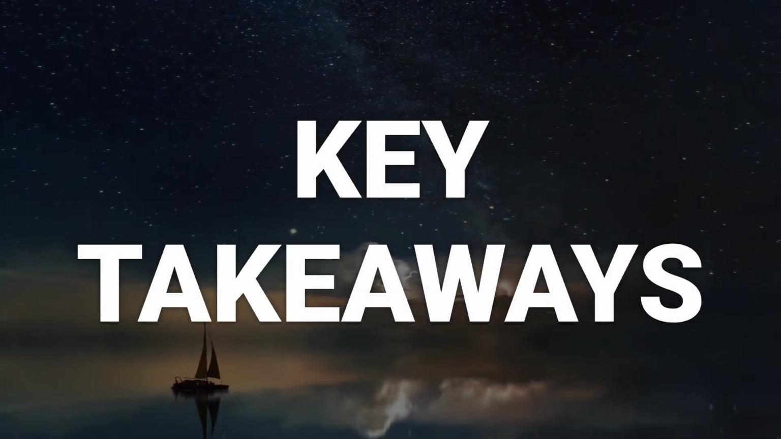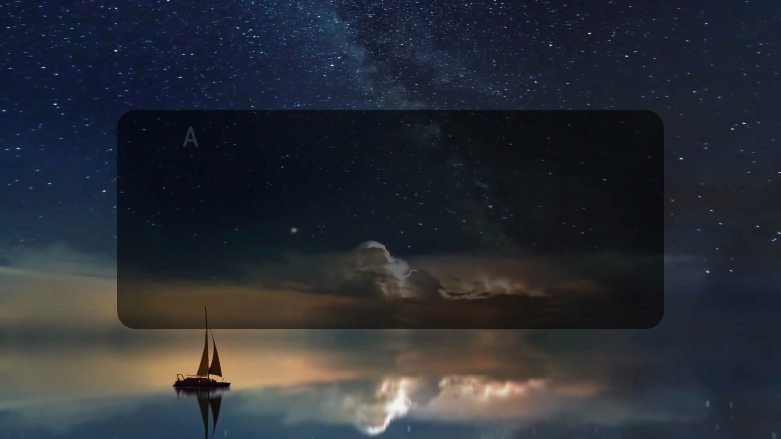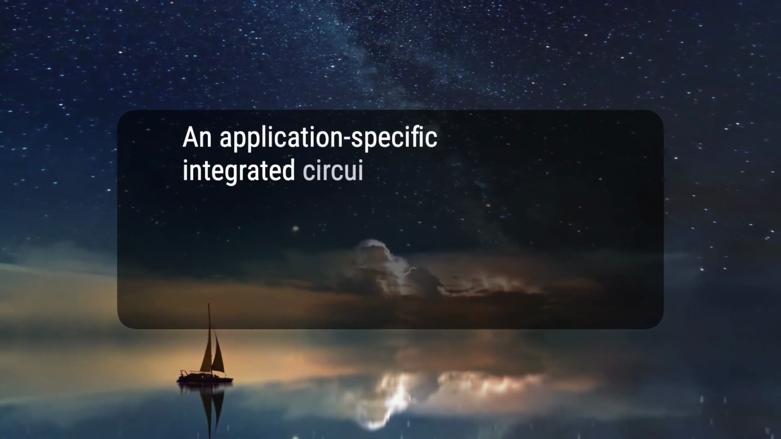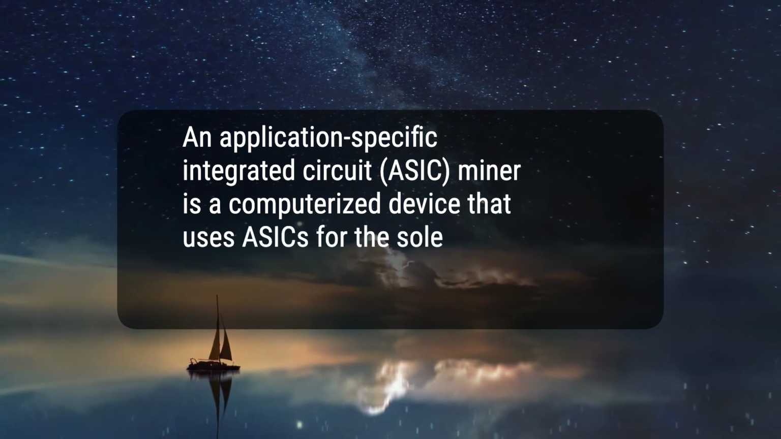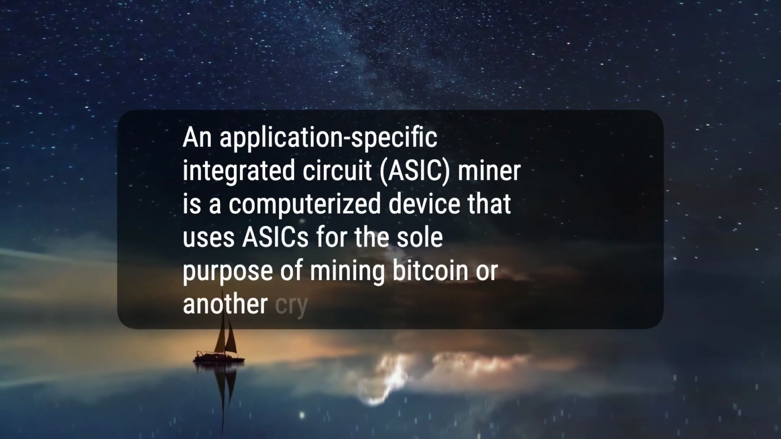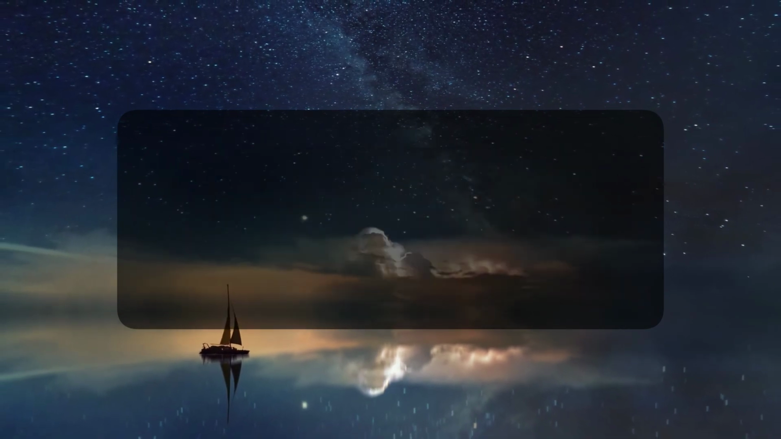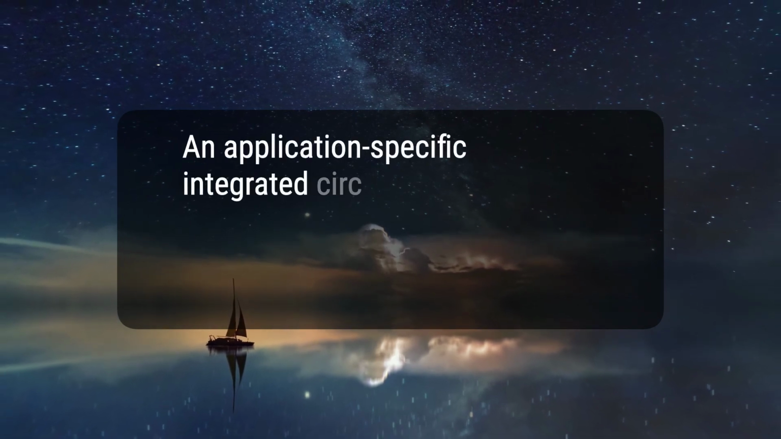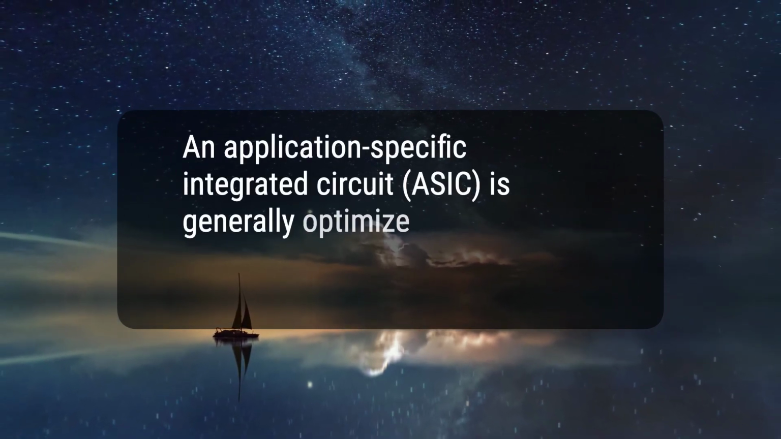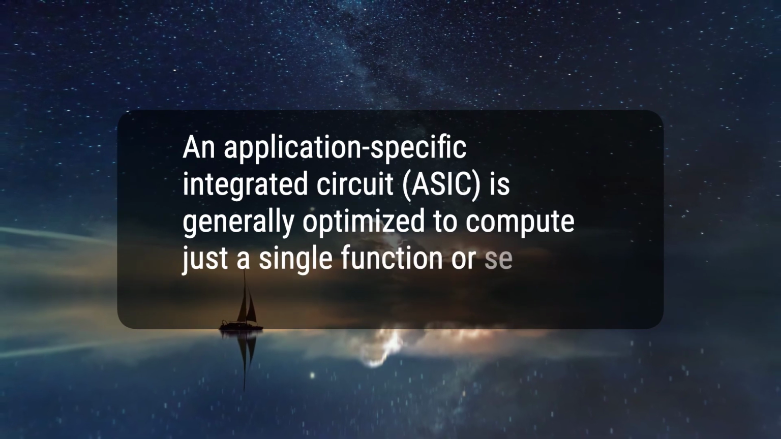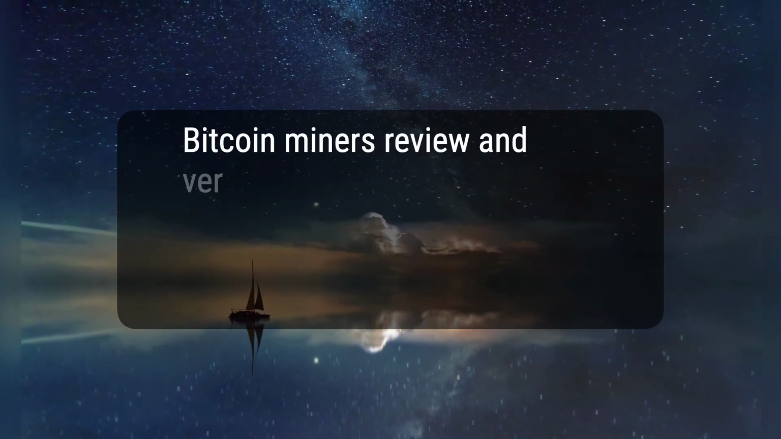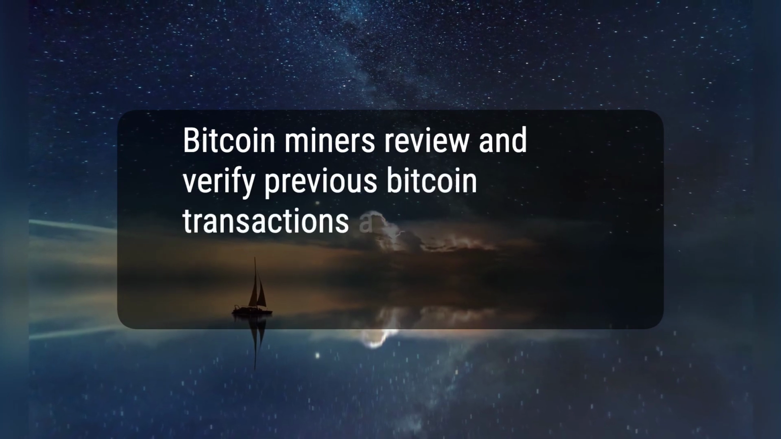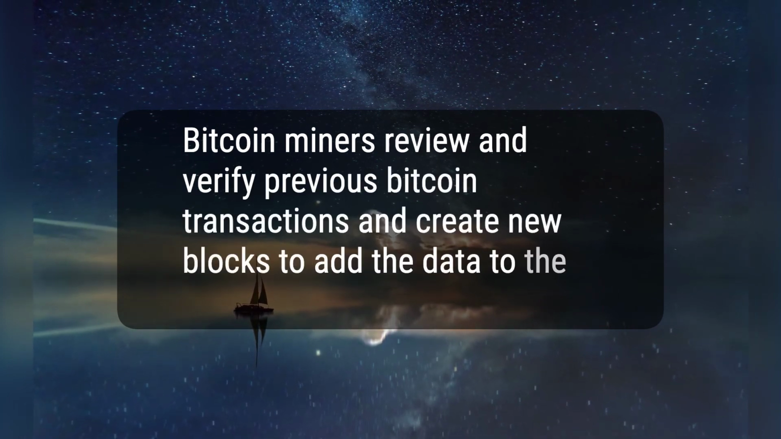Here are 3 key takeaways. 1. An application-specific integrated circuit, ASIC, miner is a computerized device that uses ASICs for the sole purpose of mining Bitcoin or another cryptocurrency. 2. An application-specific integrated circuit, ASIC, is generally optimized to compute just a single function or set of related functions. 3. Bitcoin miners review and verify previous Bitcoin transactions and create new blocks to add the data to the blockchain.